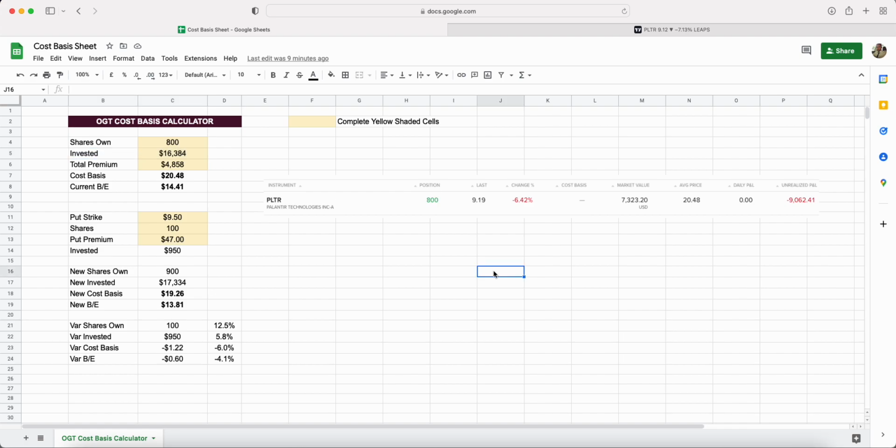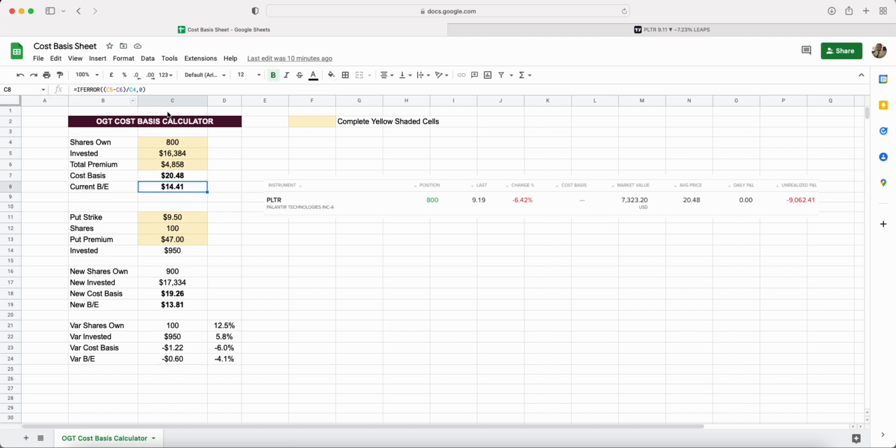Now, in terms of your covered call income and your put income, we need to factor that in to get a break-even price, because that is money you've obtained while holding these particular shares, or used to acquire these shares in the case of cash secured puts. So I've made a total of $4,858 of premium in this particular position. So that then allows me to calculate the break even.